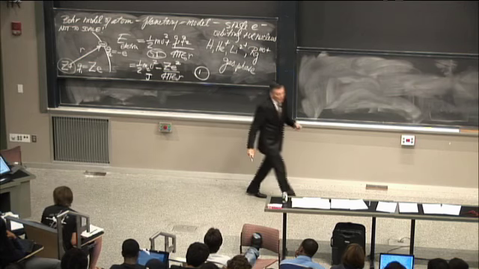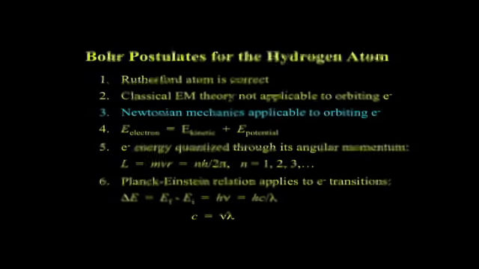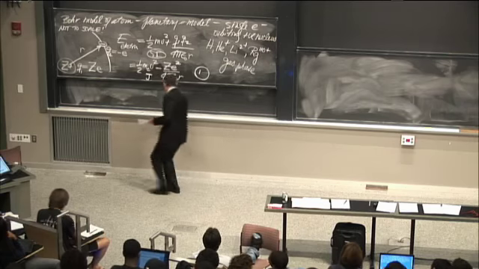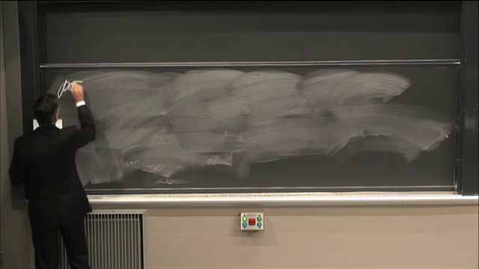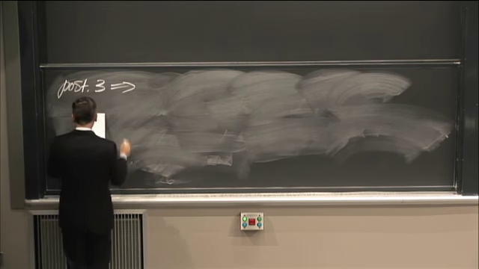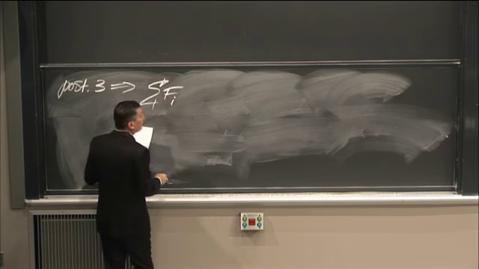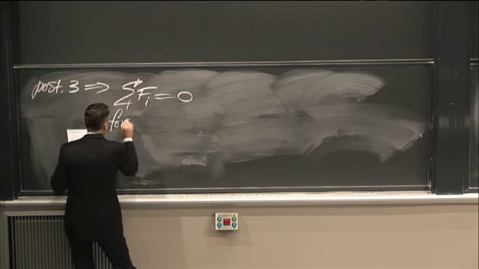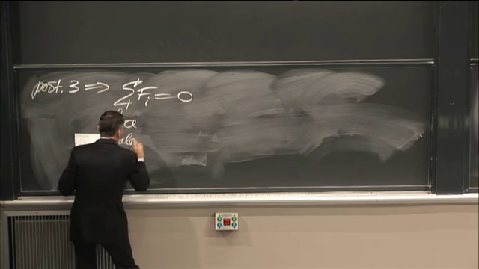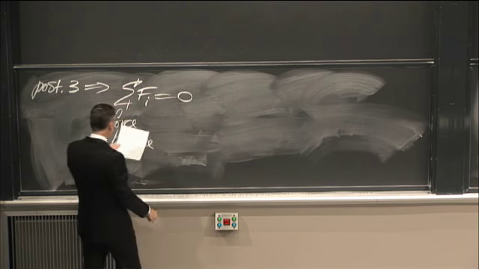All right, good. So now let's keep going. Postulate 3: Newtonian mechanics applies to the orbiting electron. The orbiting electron is in a stationary orbit. So postulate 3 implies that the sum of the forces acting on the electron must be 0. This is a force balance, right? If the forces are out of balance, the electron's either going to move closer to the nucleus or move farther from the nucleus.